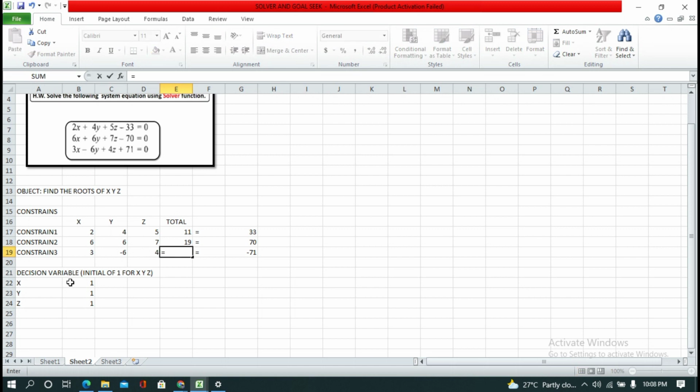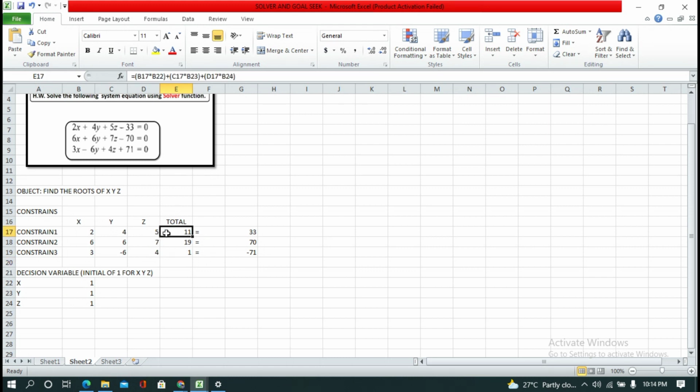So we put equal sign, then open parenthesis, then 3 times the initial value of x, which is 1, close parenthesis, then plus negative 6. Don't forget to put the parenthesis for any negative number when performing equations to avoid miscalculation. So then times the initial value of y, then close parenthesis, then plus 4 times the initial value of z, which is 1. Then click equals.